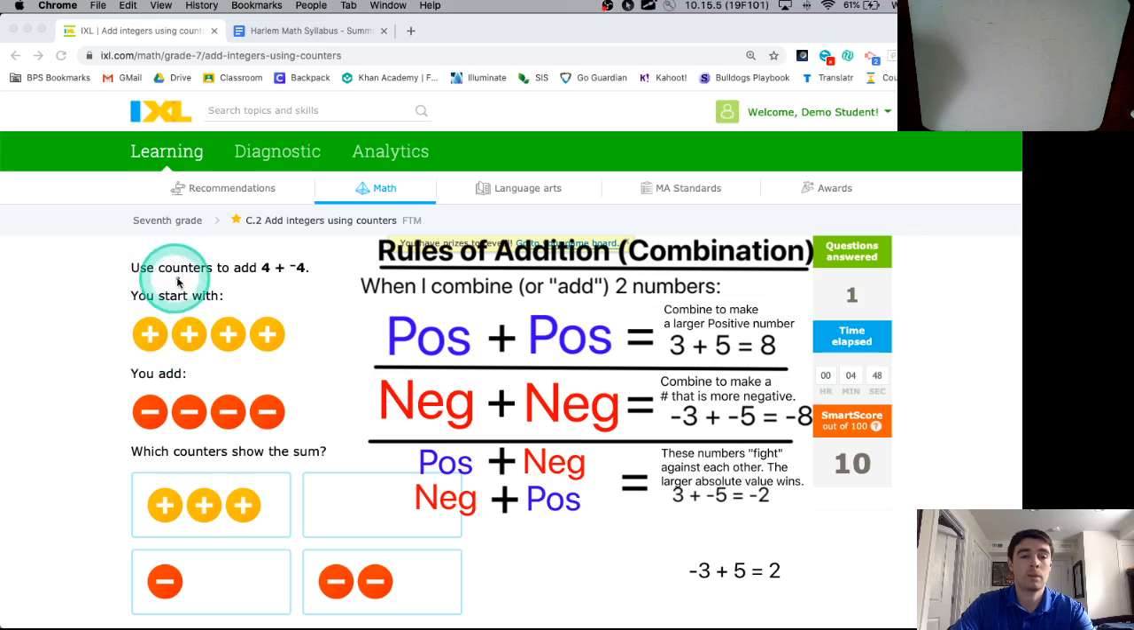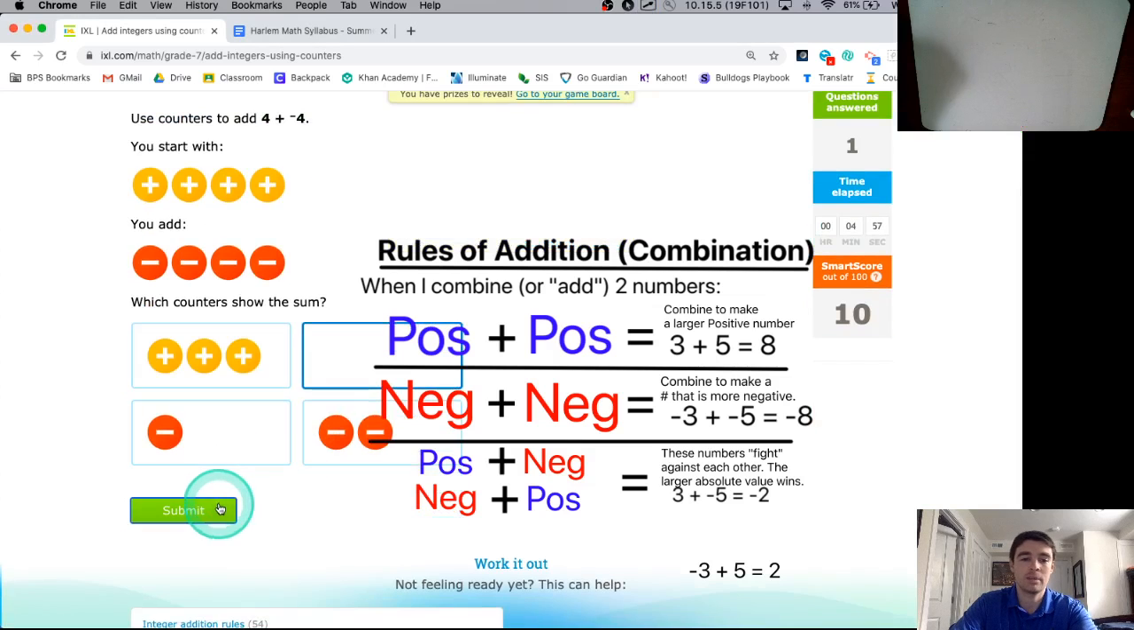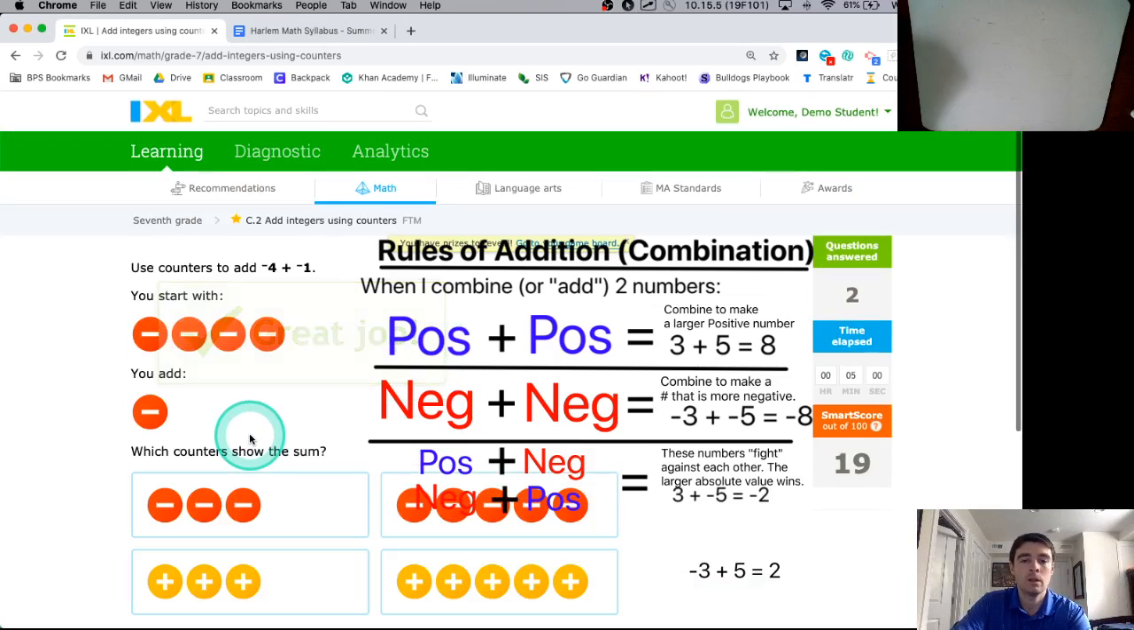For the next problem, and IXL is weird like this, they've just given us the same problem. They have +4 and -4, and each one is going to cancel each other out. So I'm going to go ahead and select an answer.